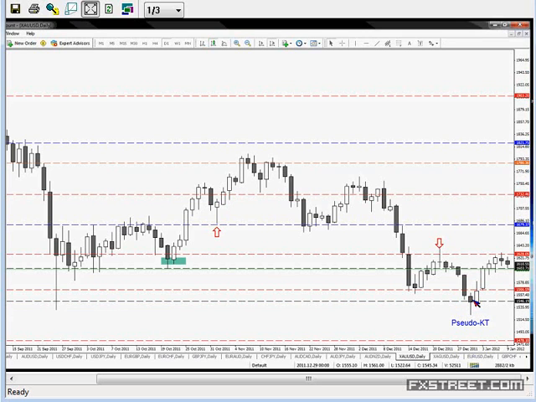Again, pseudo kangaroo tail is a little bit tricky because they don't fit all the rules. The only rule the pseudo kangaroo tail does not follow is that the open and the close of the pseudo kangaroo tail are not inside the previous candle's range. And that's usually because the previous candle is really tiny. That's not the case with this one, but that's why this one just barely missed out on kangaroo tail status.